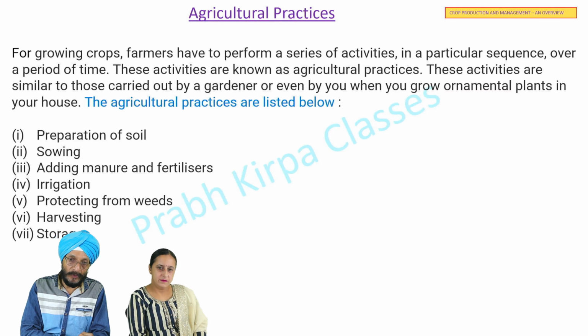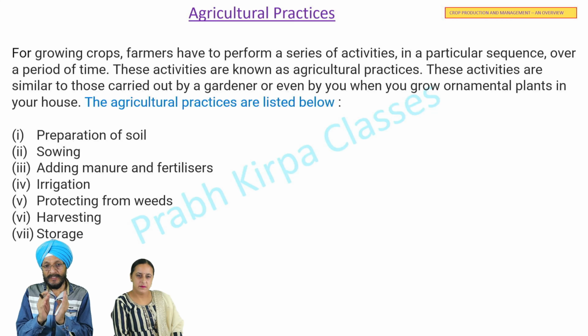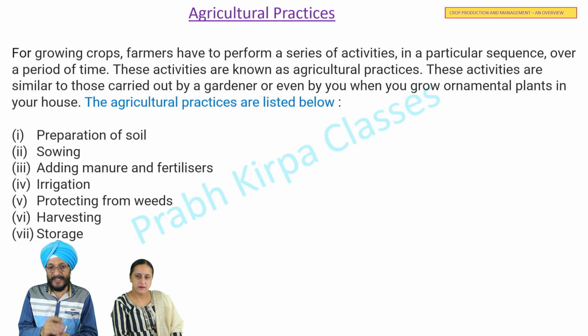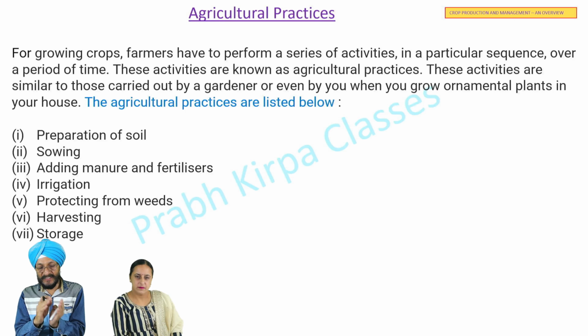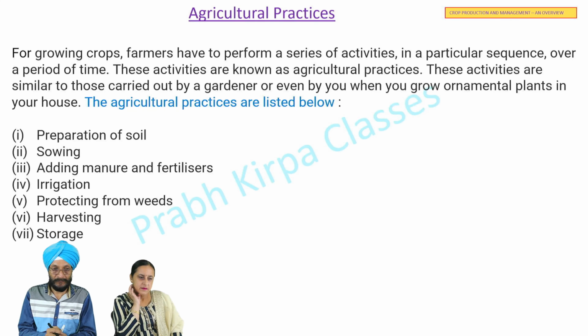Now we conclude this course. The agricultural practices can be classified into 7 series of activities which have to be performed by the farmer in a particular sequence over a period of time. The first is preparation of soil, which means that the soil has to be loosened, weeds have to be removed, as well as leveling of the soil has to be done.